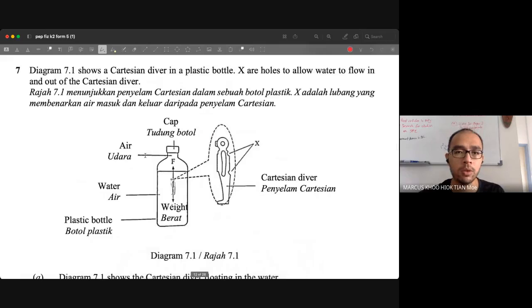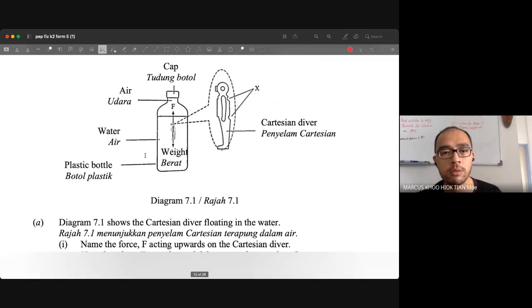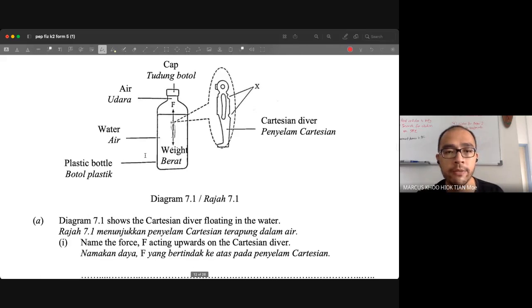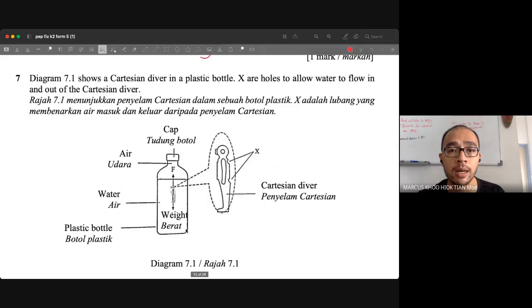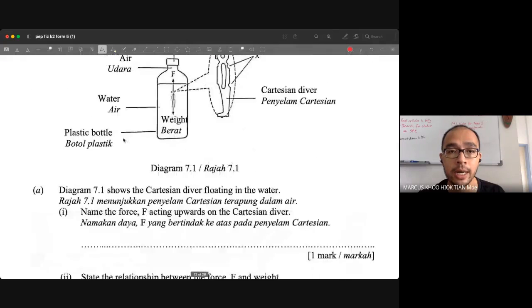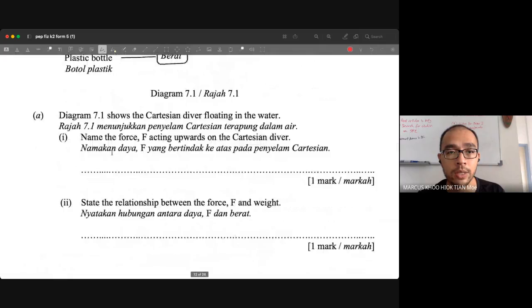Okay, we're coming to the more tough questions. Saya mungkin melebih masa sikit, so tolong maafkan saya. Name the force acting upwards on the Cartesian diver. Cartesian diver is chapter 3, yang melibatkan Archimedes Principle. So this is called a buoyant force, daya apungan.